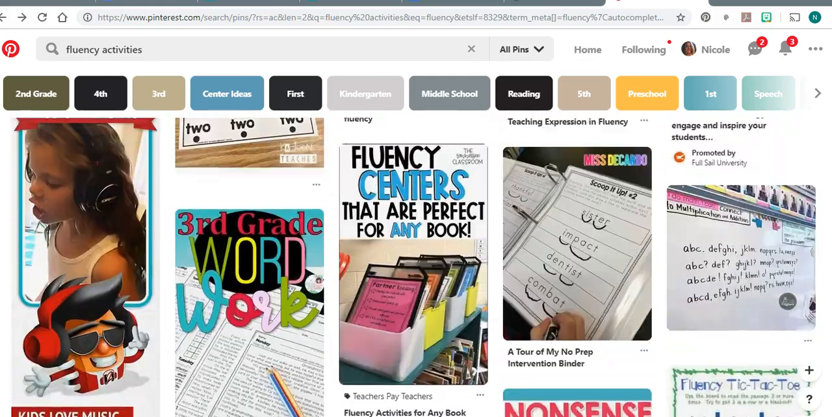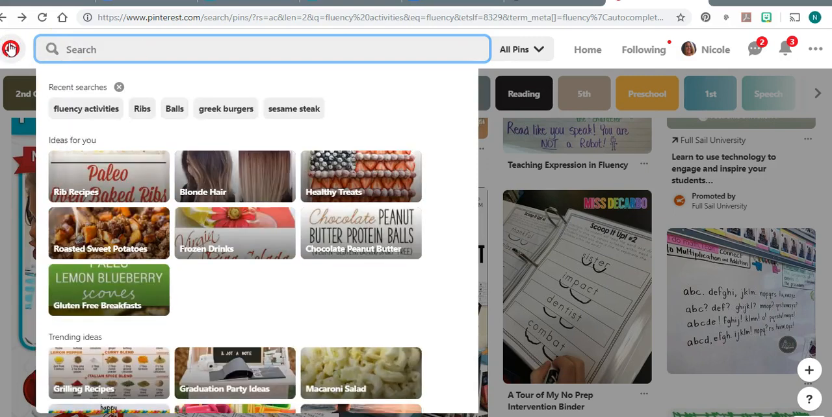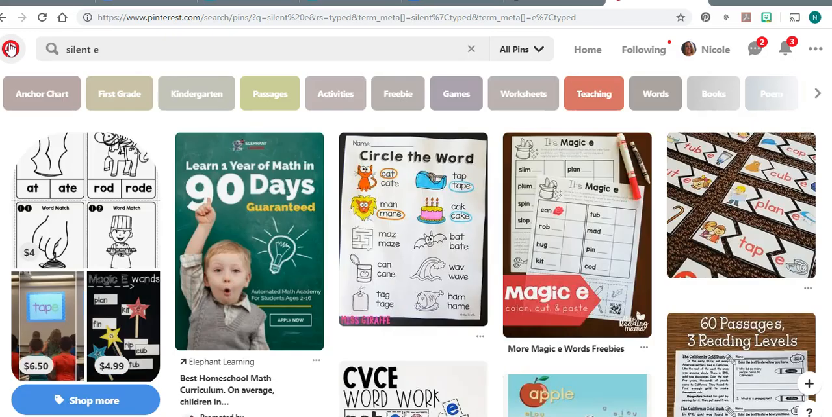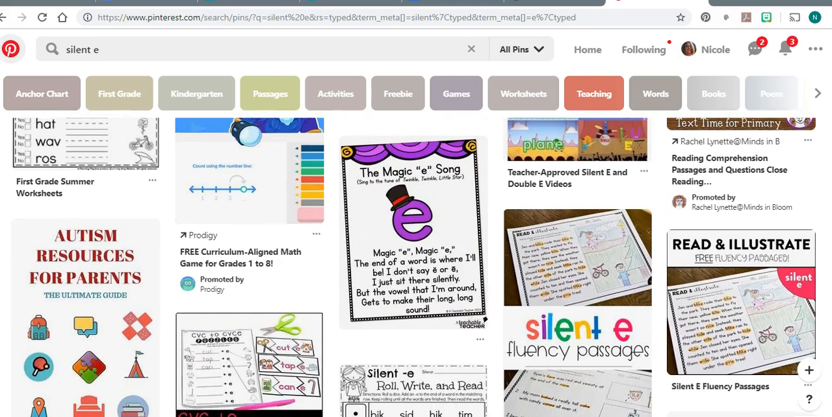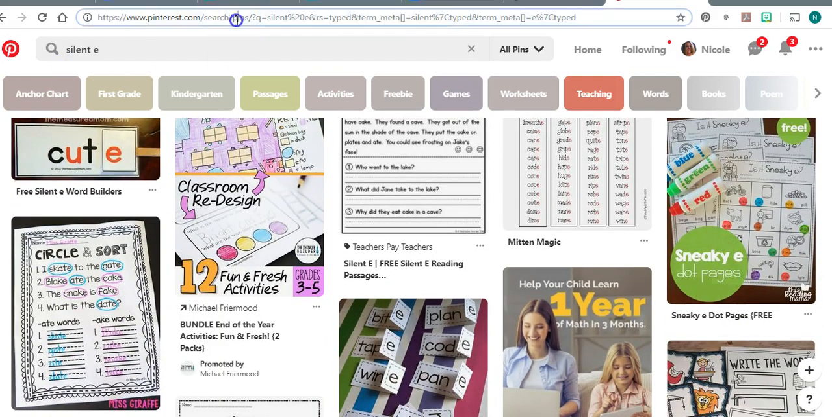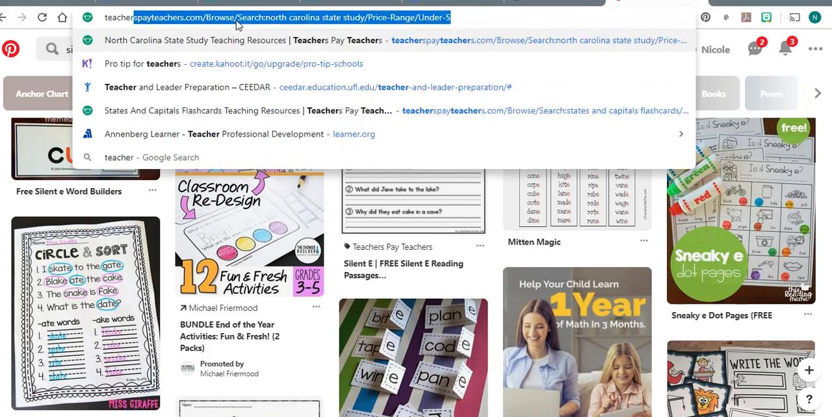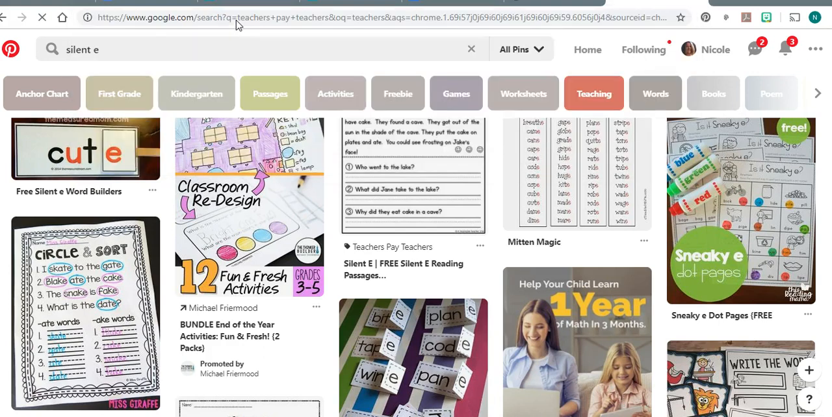There's so many good ideas. So if you want to work on silent E, it just gives you lots and lots of things to do with silent E. On the same token, Teachers Pay Teachers is good. Teachers Pay Teachers. And I'll show you a little trick to not spend money.